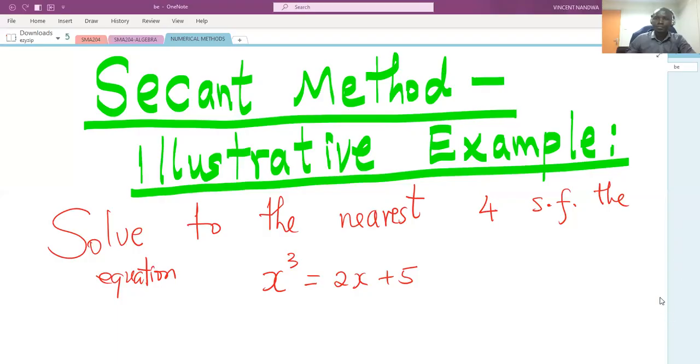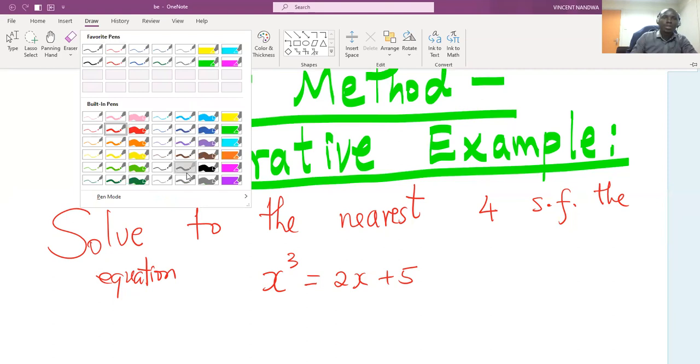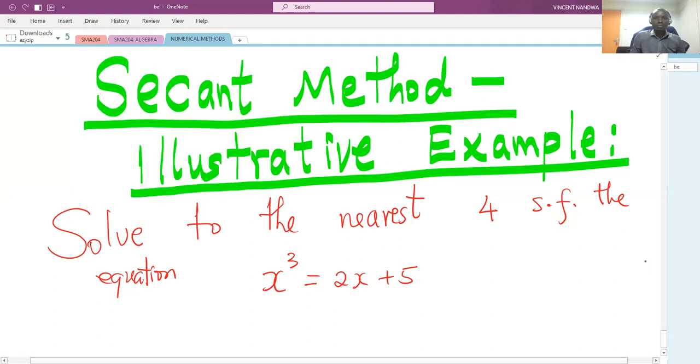Welcome back again. As promised in the previous video, we are going to illustrate an example on how to use the secant method to solve a nonlinear equation. So let's go into the class. So the problem is to solve, to the nearest four significant figures, the nonlinear equation x cubed equals 2x plus 5.